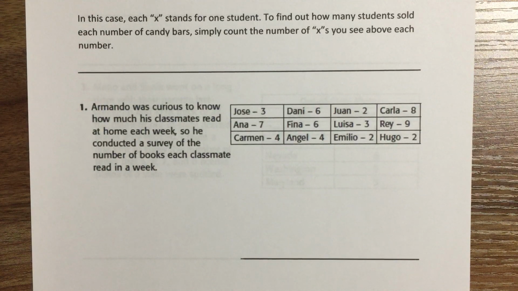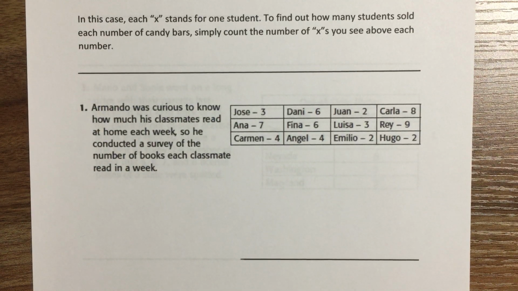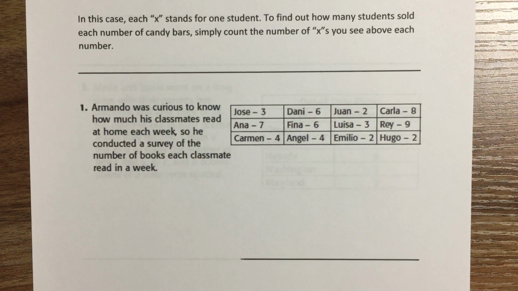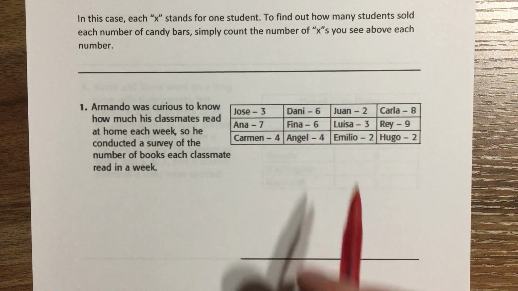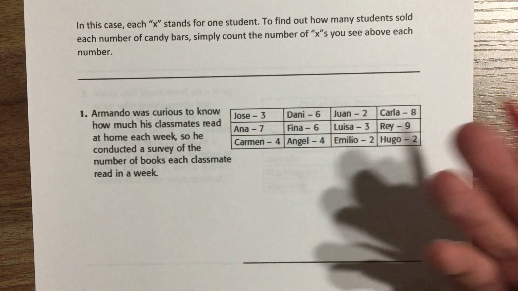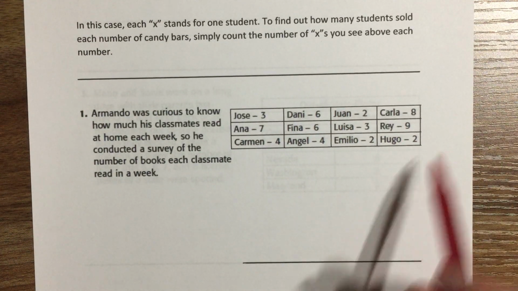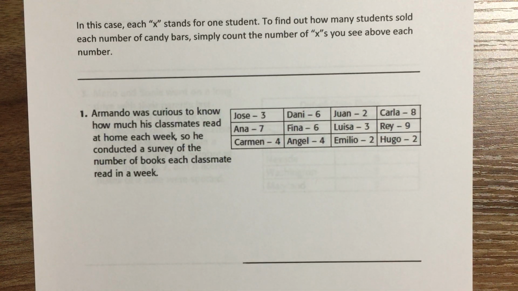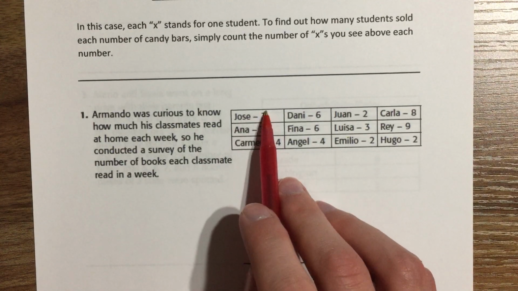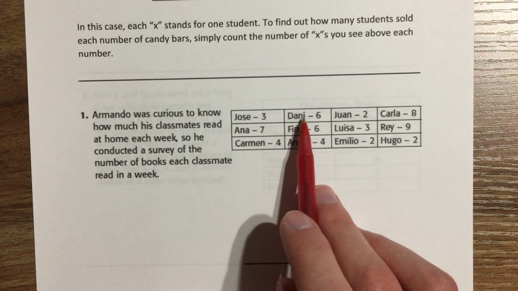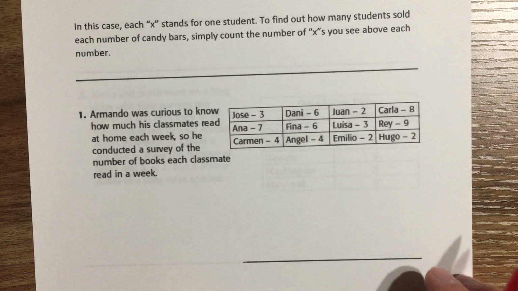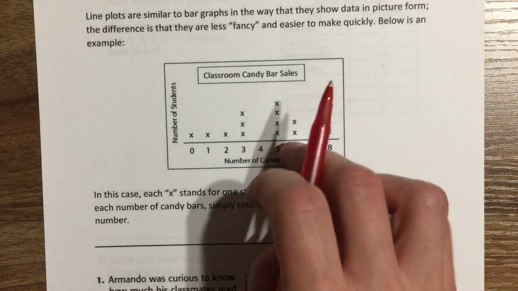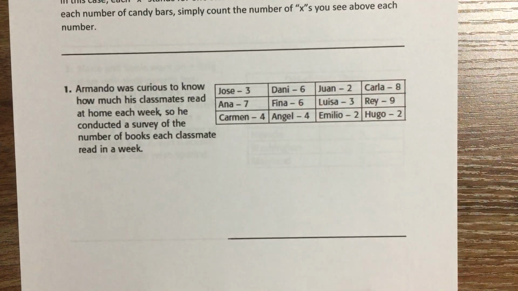Number 1, Armando was curious to know how much his classmates read at home each week. So he conducted a survey of the number of books each classmate read in a week. In this table over here, which is just a way of organizing our information, we have the students in his class and how many books they read in a week. Jose reads 3, Anna reads 7, Carmen reads 4, Danny reads 6, all the way through. We want to make a line plot, something that looks like that out of this.